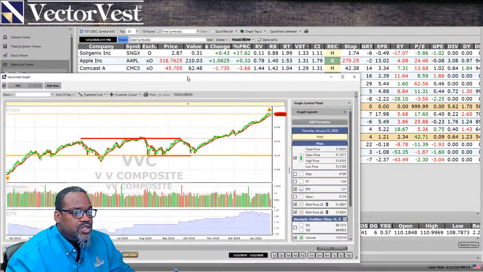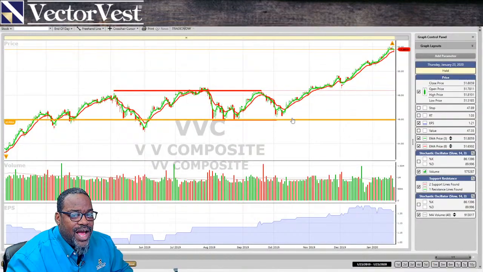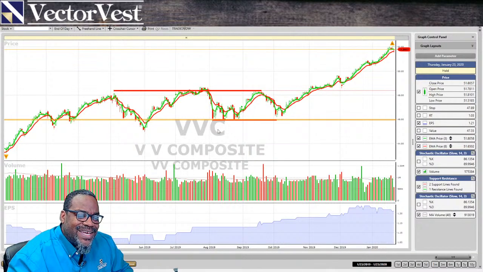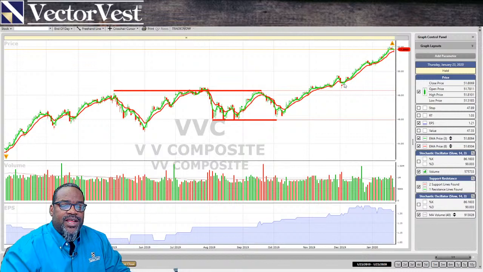So this is the market. For us, this is the movement of over 8,200 stocks in one ticker symbol called the VVC or the VectorVest Composite. I can see overall the movement of 8,200 stocks, what they're doing. This is a beautiful move in the market. I'm going to take off this line. Beautiful move in the market, bouncing off a level of support that was at $45.94. Love the move. But understand this.